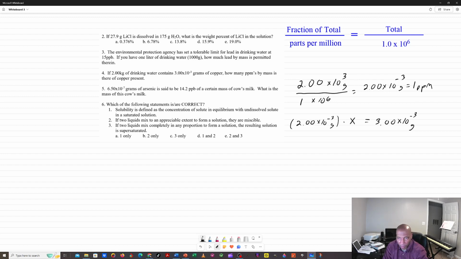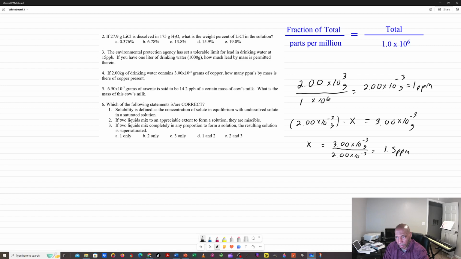So it's a simple matter of dividing both sides by 2.00 times 10 to the negative 3. So x is equal to 3.00 times 10 to the negative 3 grams divided into 2.00 times 10 to the negative 3 grams. Okay, so of course 3 halves is 1.5. So 1.5 times 10 to the negative 3 minus a negative 3. So negative 3 plus 3 is 0, and 10 to the 0 is 1. So my answer is 1.5. So it's 1.5 parts per million.